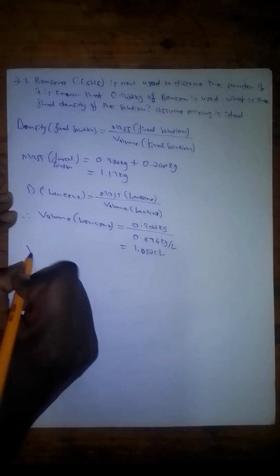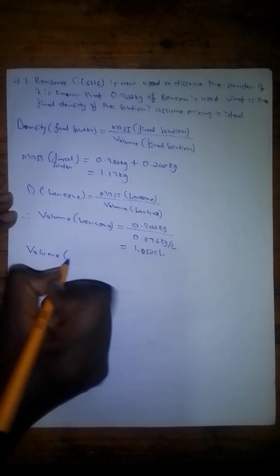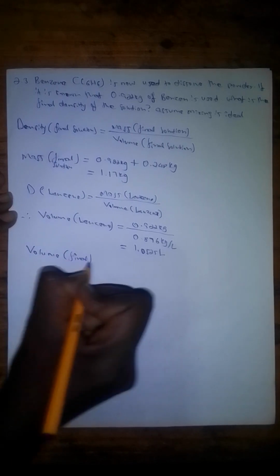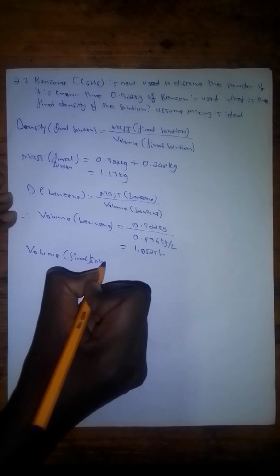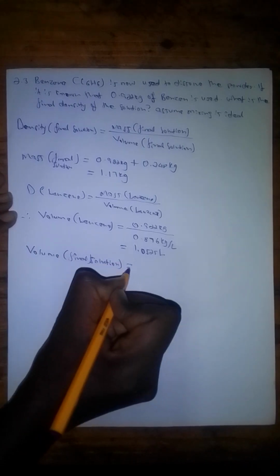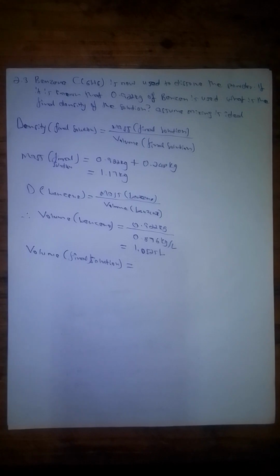Now the volume of the final solution, let me write it in full. The volume of the final solution is actually the volume of the benzene plus the volume of the unknown powder. Like I said, if you want to know all this information about the unknown powder, go back to the previous video. Because we are told that mixing is ideal, that won't be a problem, which means the final volume will simply be the volume of the benzene plus the volume of the unknown powder.